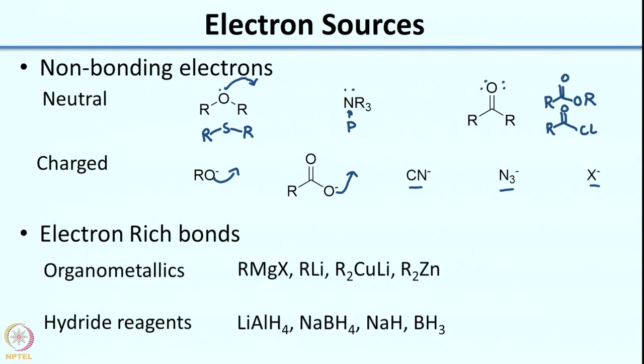An example would be organometallic species such as Grignard reagents, organolithium reagents, also R2CuLi, R2Zn. These are all examples where your R is actually electron rich. You can also have hydride reagents. These are sources of H minus. So you have LiAlH4, lithium aluminium hydride, sodium borohydride, sodium hydride and borane based reagents. In all these cases, these are sources of hydrides or H minus.